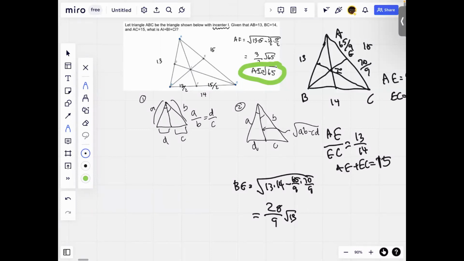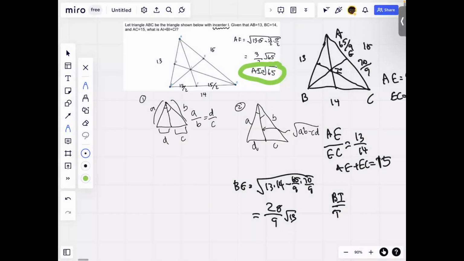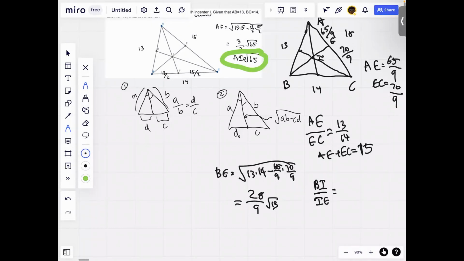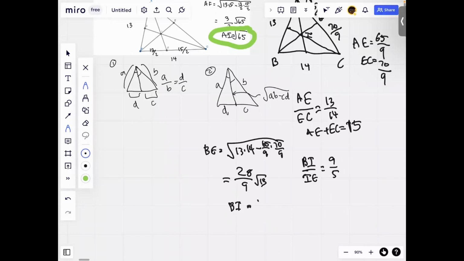So then AB over AE, then that means that BI over IE is equal to 9 over 5. And so we want to find BI, right? So then BI is equal to 9/14 times 28 over 9 square root 13, which is equal to 2 square root 13.